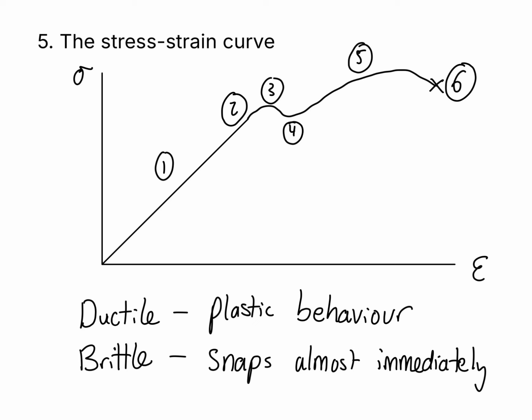Here is the graph that tells a material's whole story. Be careful with your axes. Stress goes on the y-axis, strain on the x. 1 is the linear region. 2 is the limit of proportionality. 3 is the elastic limit. 4 is the yield point. 5 is the plastic region. And 6 is fracture. At first the line is straight.